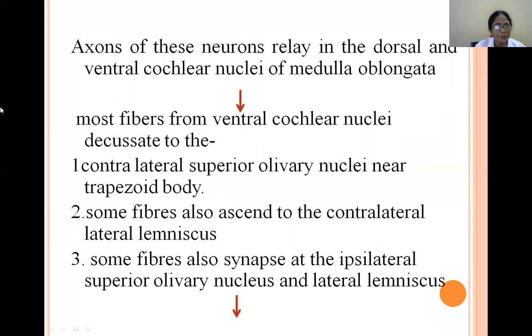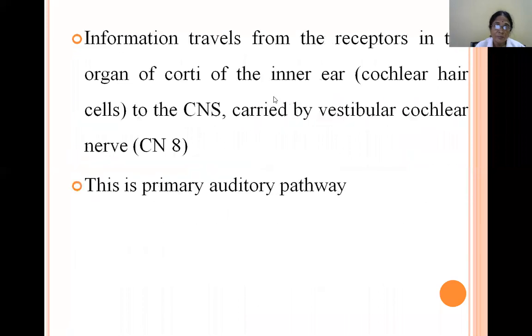And now what happens is, the axons of these neurons relay in the dorsal and ventral cochlear nuclei of the medulla oblongata. The axons have entered the brainstem, and they have entered the medulla. Therefore, the axons of these neurons relay in the dorsal and ventral cochlear nuclei of the medulla.